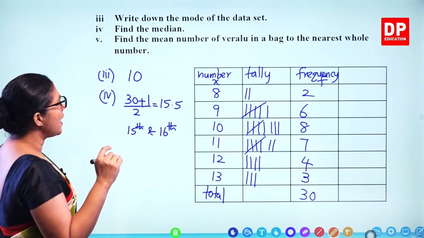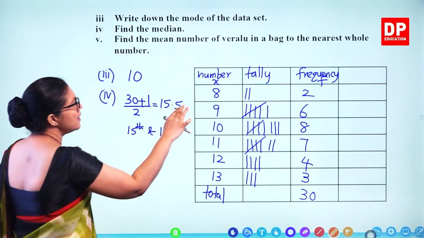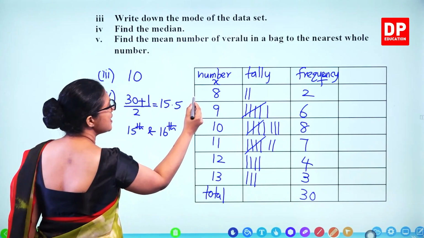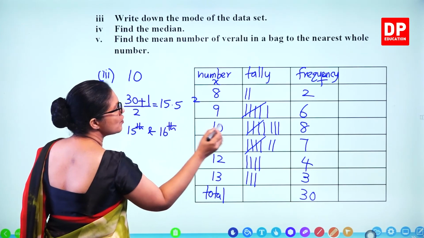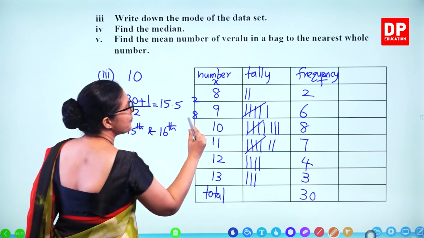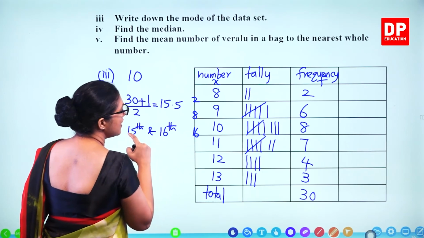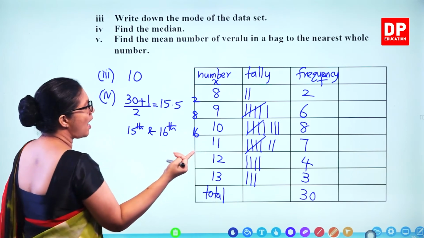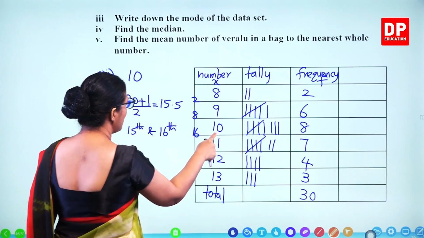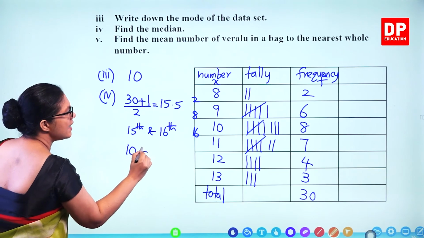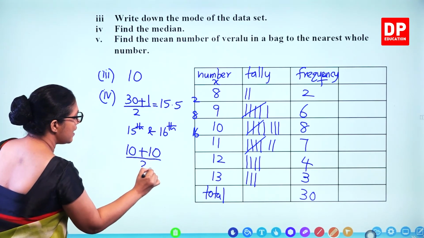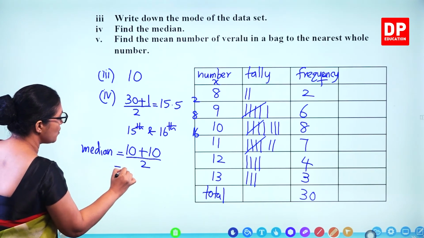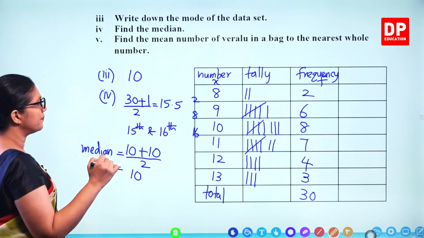So how do you find that? You need the cumulative frequency. So we are adding frequencies downwards and see. So I'll write here starting with 2. 2 plus 6, 8. 8 plus 8, 16. Now see, after the 8th observation, 9th, 10th up to 16th, that's 10. So the 15th is also 10, the 16th also 10, add and divide by 2. So that's the median. So you get 20 divided by 2, that's 10.